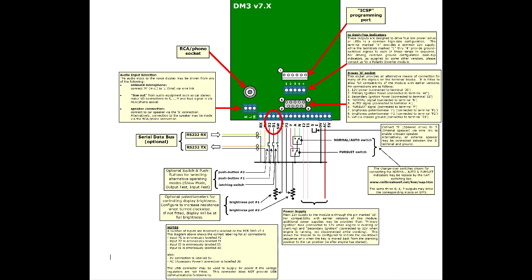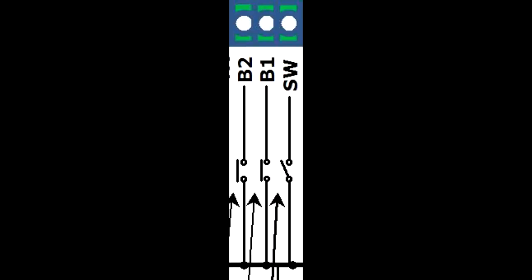Ground switch connections for the push buttons 1 and 2 and the latching switch SW are available only on the terminal block connections. They're not available on the D-type connectors, and they're the usual 3 inputs that we use to control the operating modes on the various dash modules.